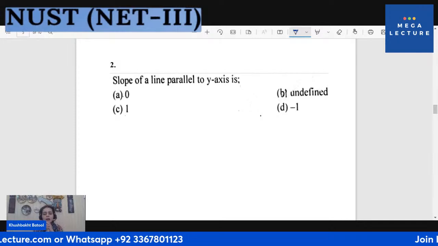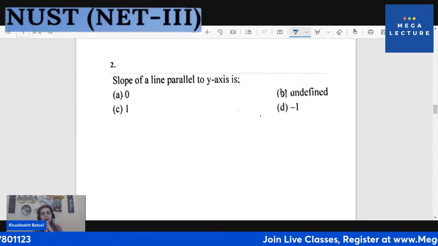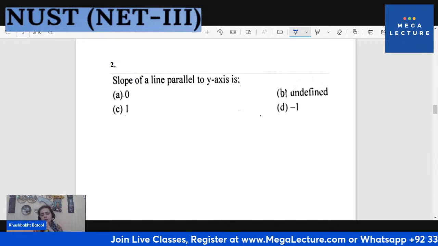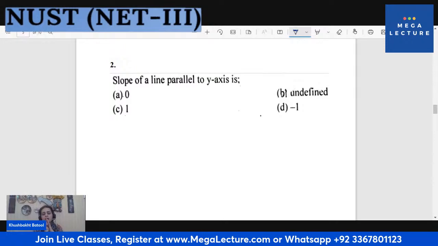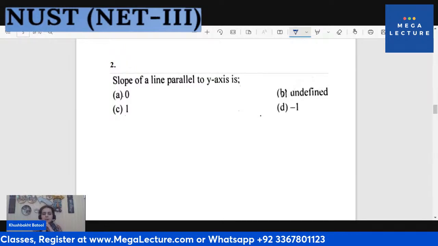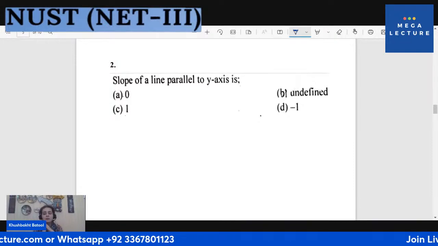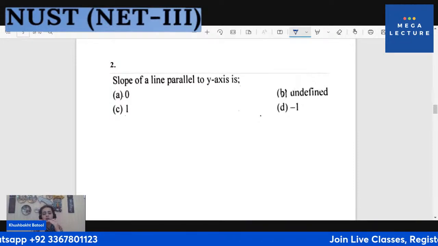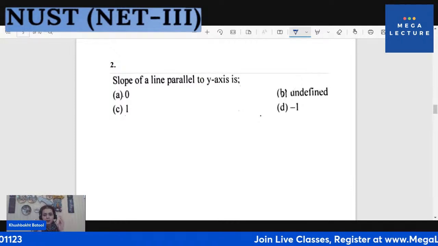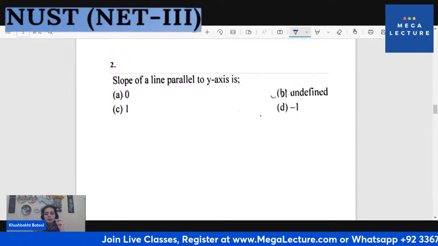Okay. Now it says slope of a line parallel to y-axis. Now imagine you have a line that is parallel to y-axis. What is the slope of y-axis? If two lines are parallel, their slopes are same. If a line is parallel to x-axis, it would be horizontal, its slope is 0. If a line is parallel to y-axis, it would be vertical, so its slope would be infinity. That is undefined, right? So the answer is going to be B in this case.